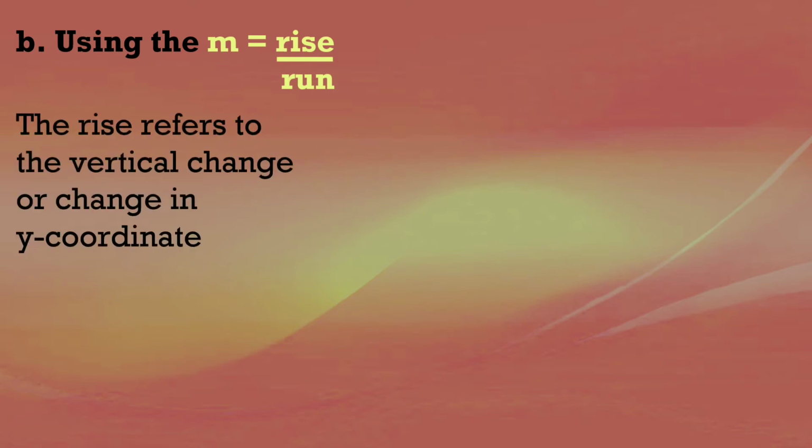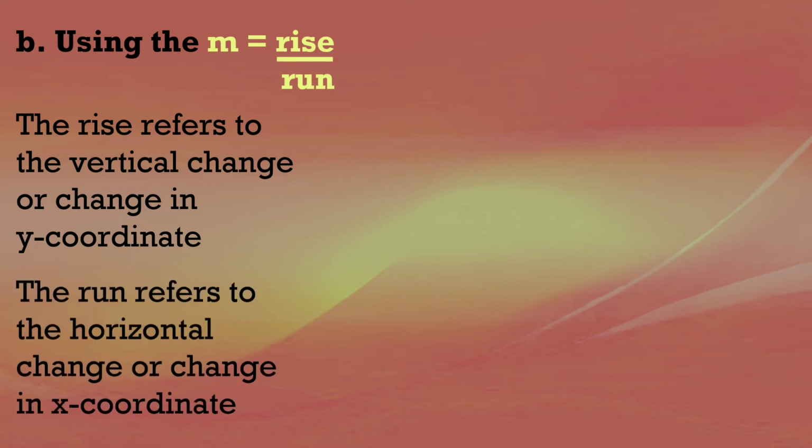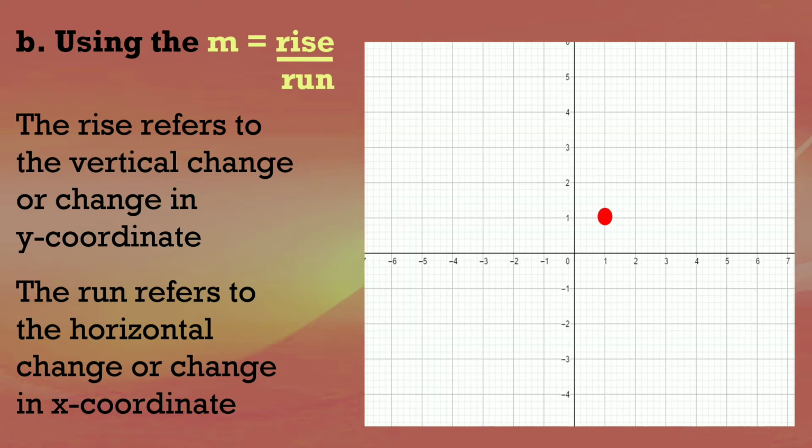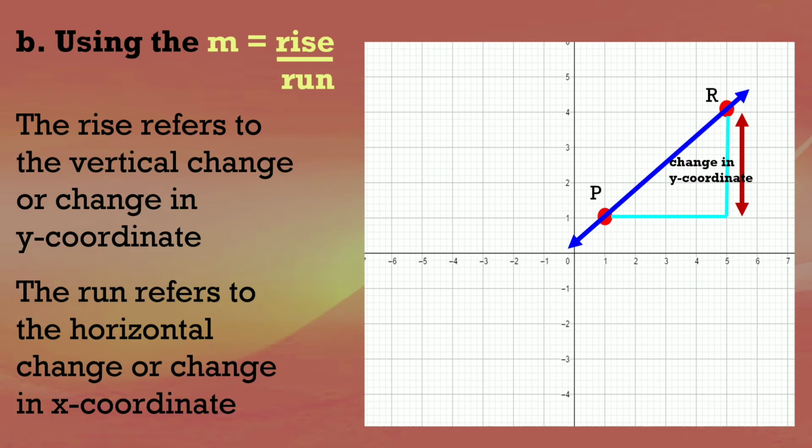Okay, letter B. Using the M equals rise over run. So, rise over run naman sa second method. So, the rise refers to the vertical change or change in y coordinate. And the run refers to the horizontal change or change in x coordinate. So, pag rise, dun lang tayo magpo-focus kay y coordinate. At pag run, kay x coordinate. So, ito ang kanyang graphing. Ayan, so change in y coordinate and change in x coordinate.